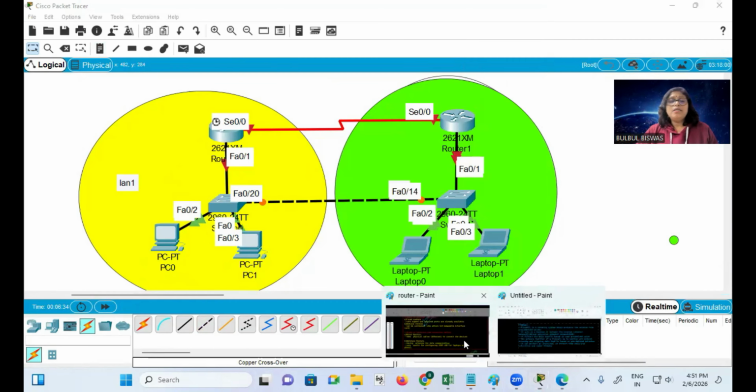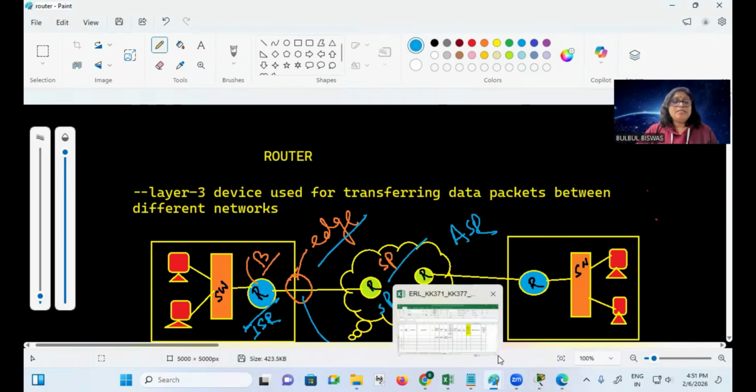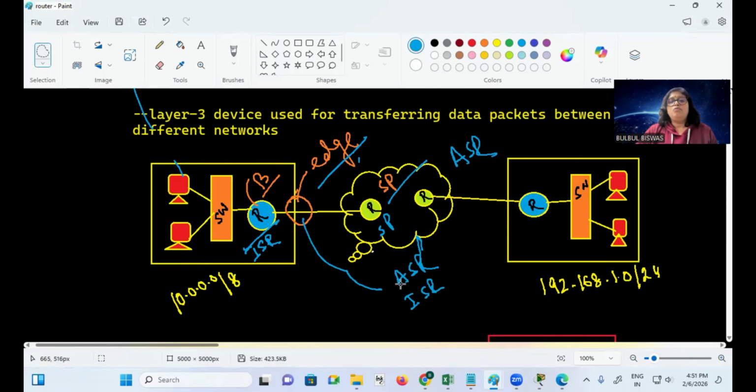So you understood what the concept of a router is? When it is the same network, a switch is enough to transfer the data traffic. But the moment the network is different, a switch cannot do anything. So who will come into the picture? The router will come into the picture. So I think everyone understood the difference between the switch and router.